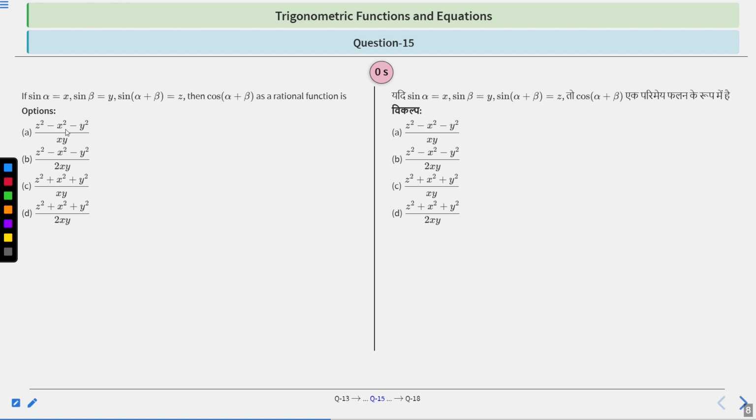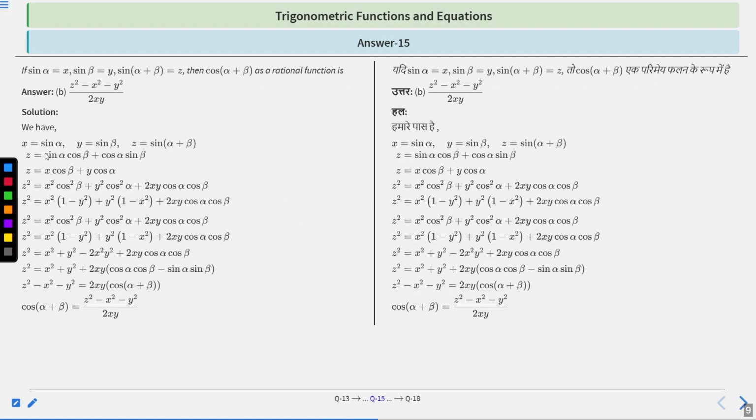Okay, let's move to the solution part. We have x is equal to sin alpha, y is equal to sin beta, and z is equal to sin(alpha plus beta). Right. Since sin(alpha plus beta) is sin alpha cos beta plus cos alpha sin beta, now, replace sin alpha with x and sin beta with y, right? Therefore, z is equal to x cos beta plus y cos alpha, right?